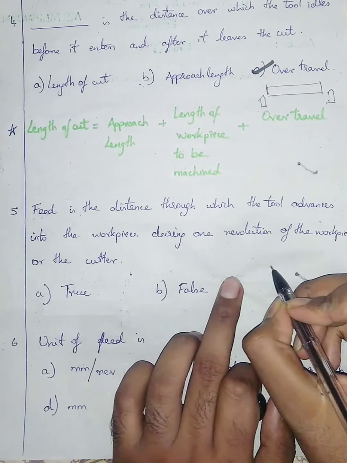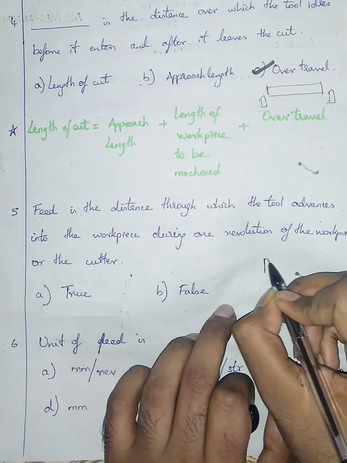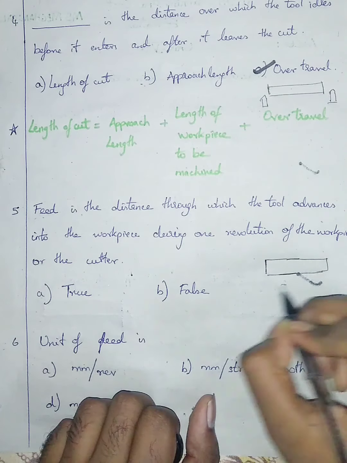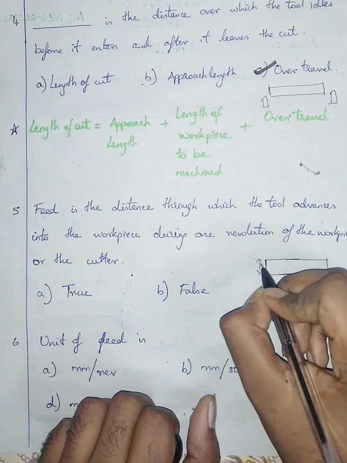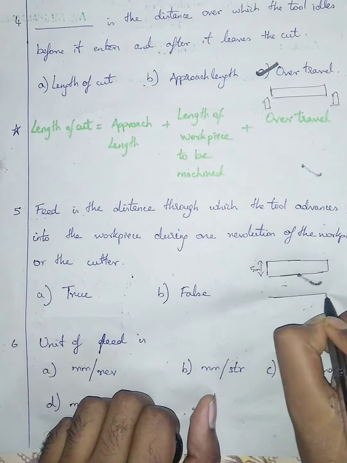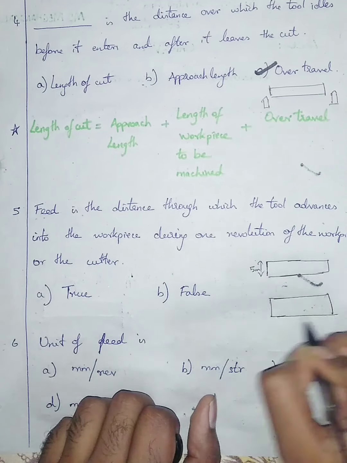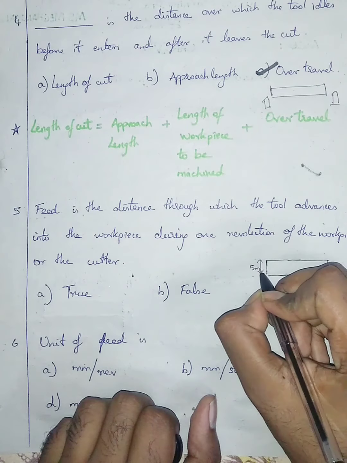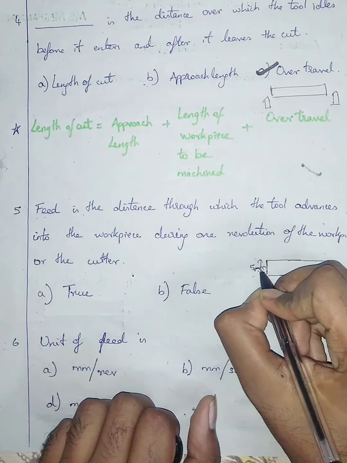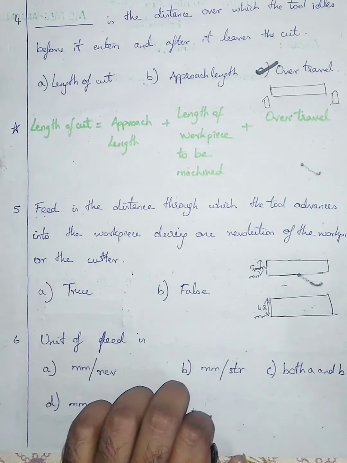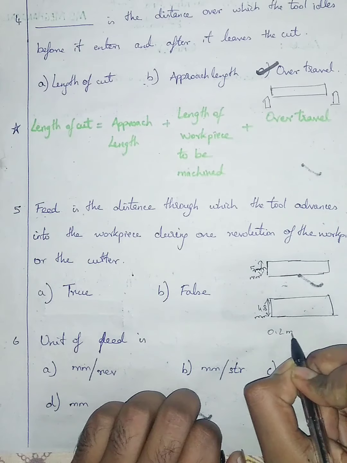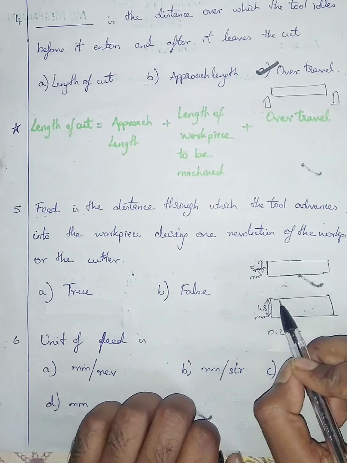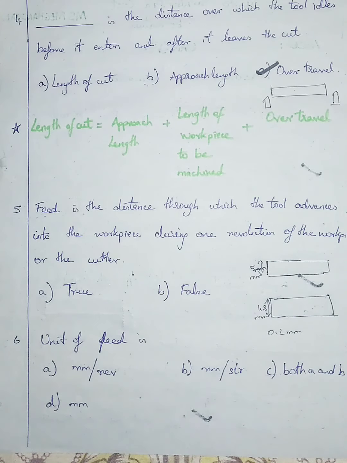Consider you are turning a workpiece. Turning means you are removing some metal. First, the material is this much in this condition. Consider this as 5 mm. After one revolution, there is 4.8 mm. Then how much material is removed? 0.2 mm is removed. So we are giving a feed of 0.2 mm. 0.2 mm is cut. That is called feed.